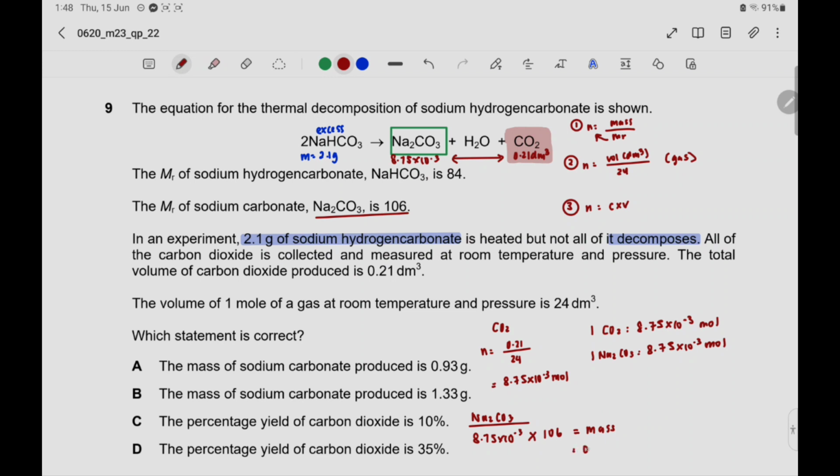So your answer should be 0.93 gram. There's quite a lot of decimal points, so you can try and check it out. Okay, then let's see if I want to calculate C and D. Why is it wrong? Let's see. I will use the blue color then.